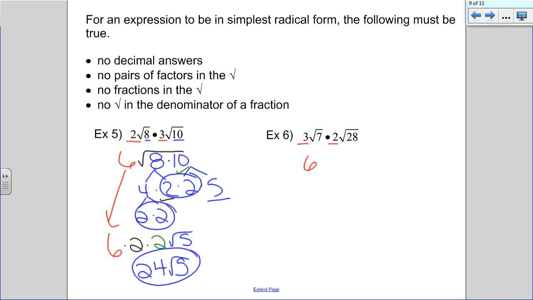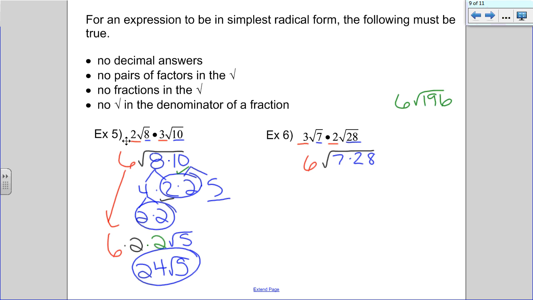3 times 2 is 6. Good job. Jamie Campbell, what would I write underneath the radical? 196. And what could 196 break down into? 7 times 28. Jamie, you can write it as that 196 and start breaking it down. And 196 is actually a pretty good number to have there. I'm going to write that down in just a minute so people can see things. But I also like the 7 times 28.